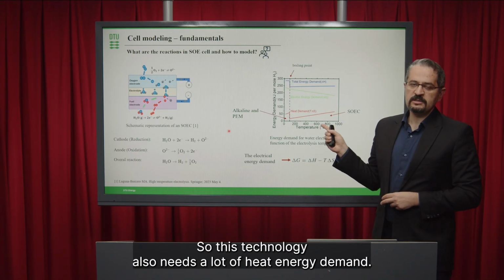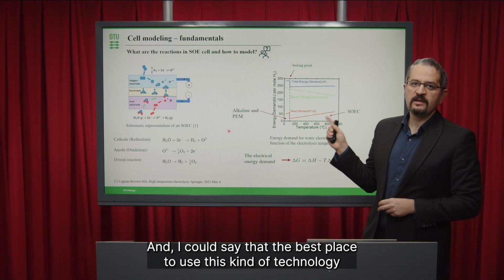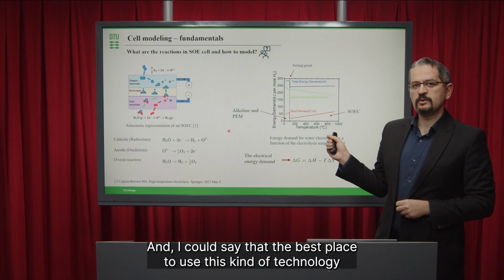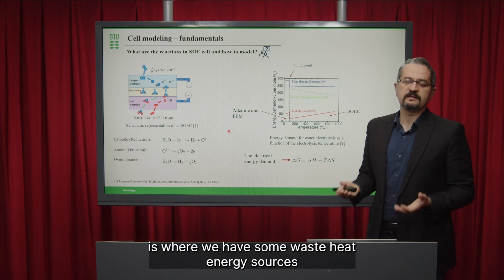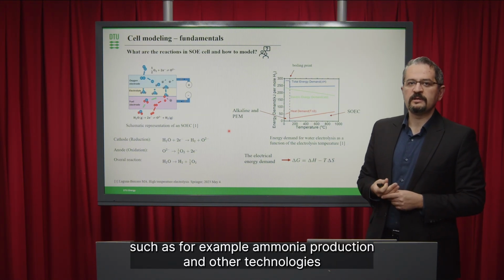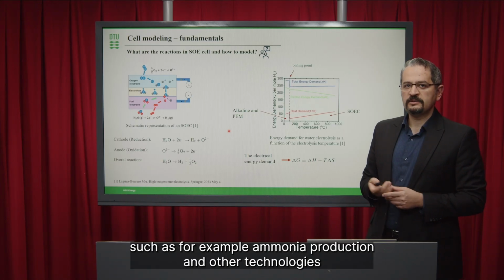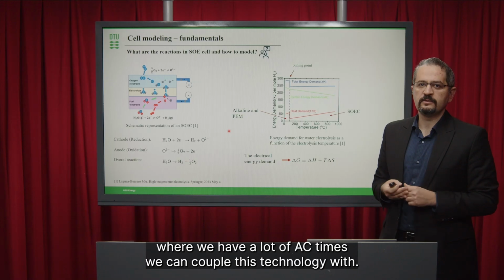So this technology also needs a lot of heat energy demand, and I could say that the best place to use this kind of technology is where we have some waste heat energy sources, such as, for example, ammonia production and other technologies where we have a lot of waste heat, and we can couple this technology with.